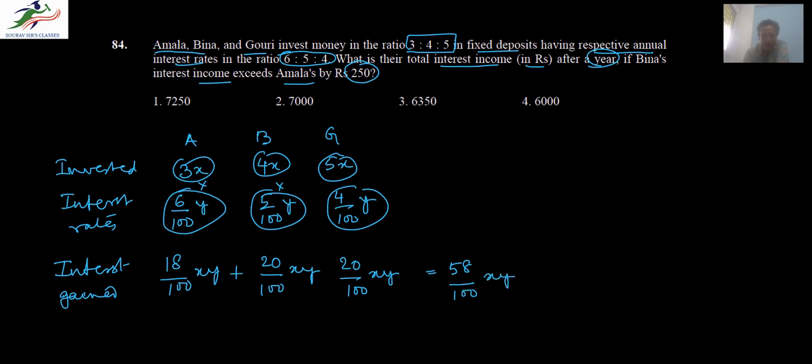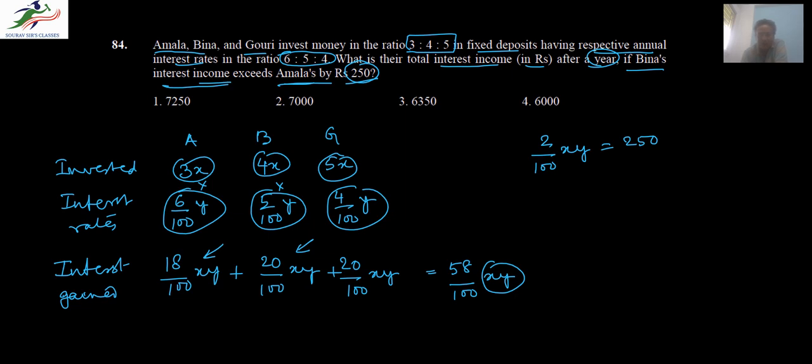So if you add all of these, this is the total interest. In order to calculate the value of this, we need to know the value of xy. For that, there is one clue given. Bina's interest income exceeds Amala's by 250. Now Bina's interest income is 20xy by 100. Amala's is 18xy by 100. So the difference is 2 by 100 xy, and this is given as 250.